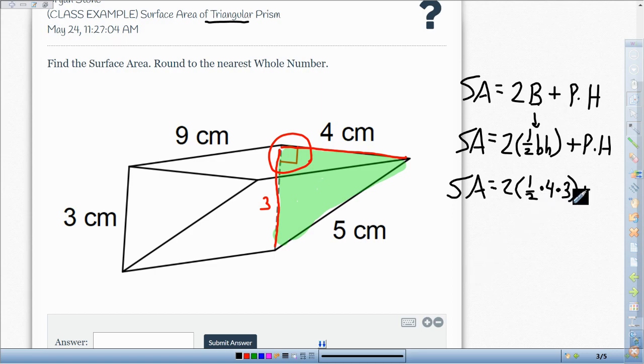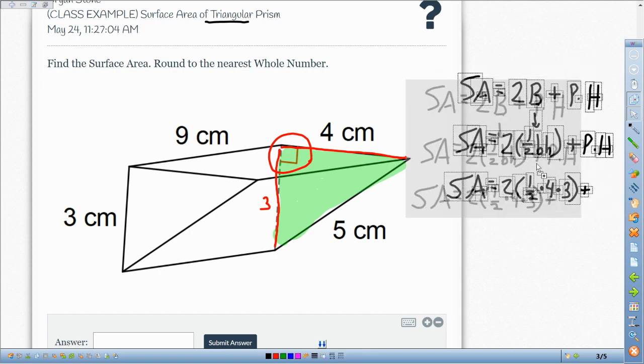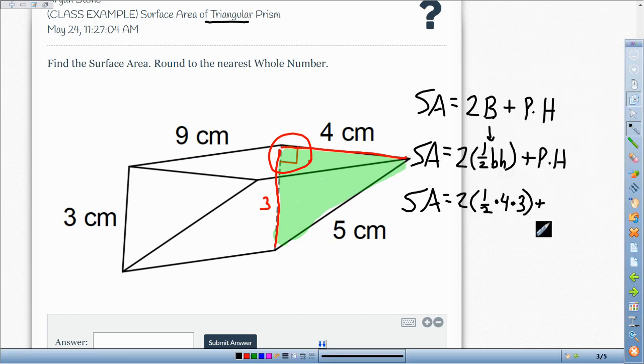Okay, and then plus the perimeter of the whole thing. I'm running out of space. Let me scoot this over. Okay, the perimeter, adding together all of the sides of the base. This base is a triangle. It has 3 sides, so 3 plus 4 plus 5.